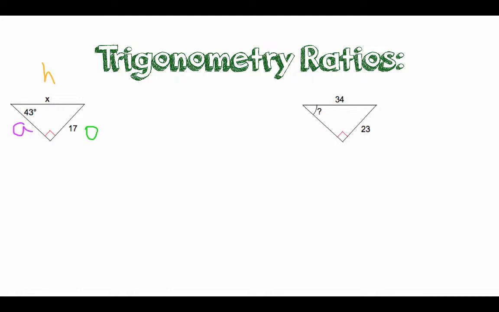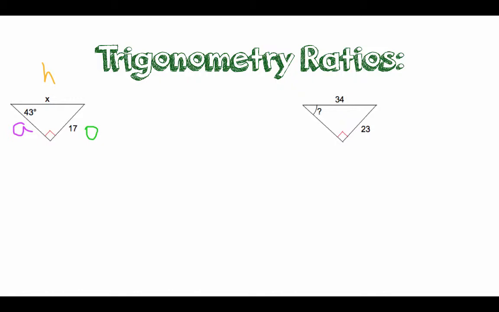You can also look at it and say, well, they don't give us that, that's the adjacent side of that 43-degree angle, which makes 17 opposite, if you really wanted to. So what you have to do now is identify these different parts. And we're going to jump over to the other triangle on the right-hand side and identify those parts as well.